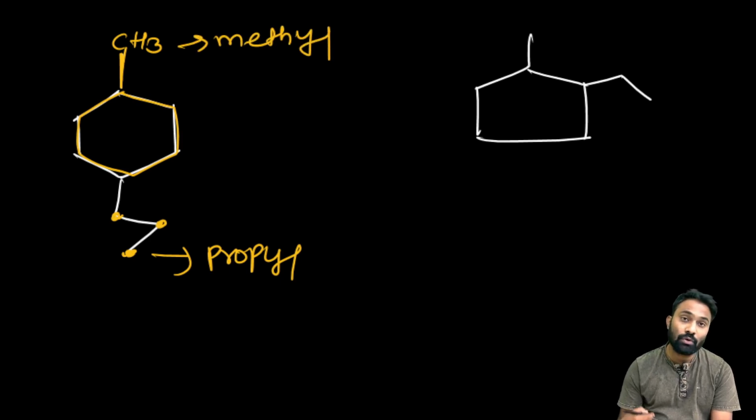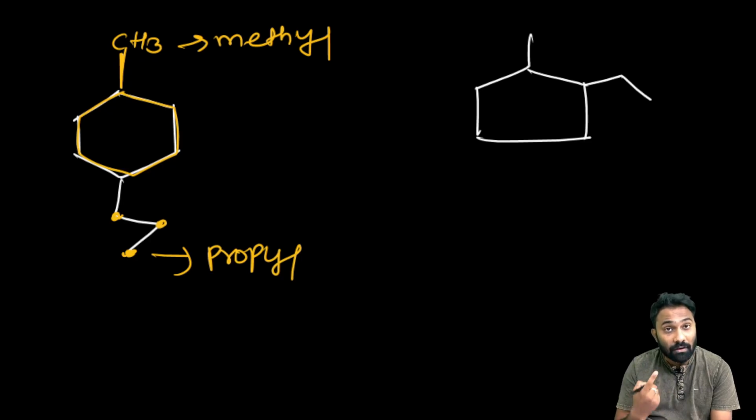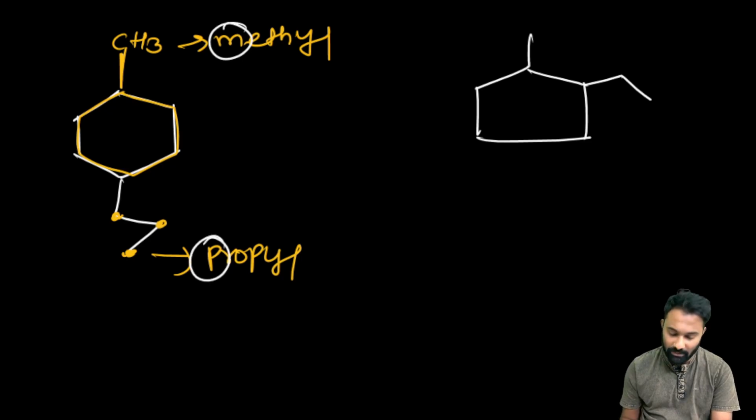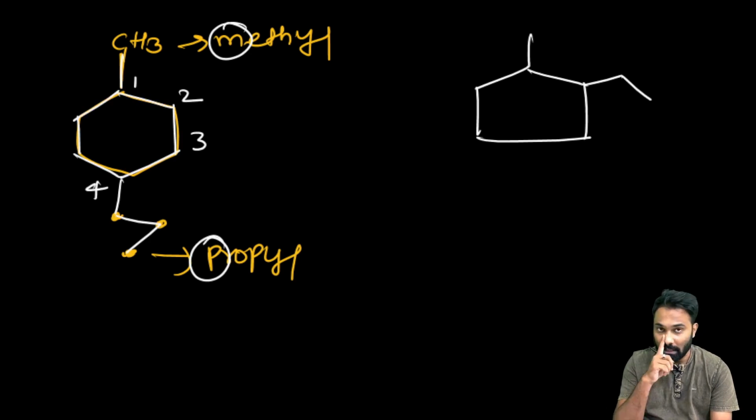So we have to give the numbering according to which one? Substituent alphabetical order should get the least number. Here the M, here the P. Now which one will come first in the alphabetical order? M will come. So that methyl should get the least number. The numbering will be 1, 2, 3, 4. Now the naming of this compound, same again.